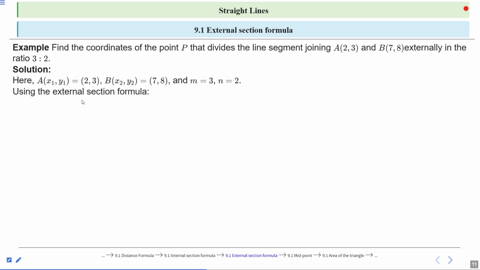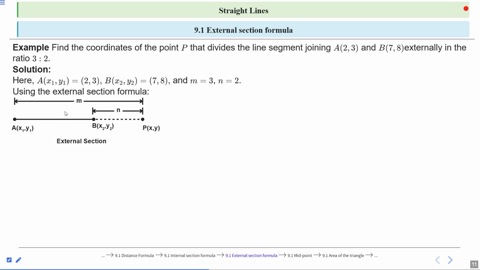So using the external section formula, which we know about, first of all, see this figure. Here you can see the point P(x, y) that divides the line segment AB externally in the ratio m is to n, where A(x1, y1) is (2, 3) and B(x2, y2) is (7, 8), and m is 3 and n is 2.